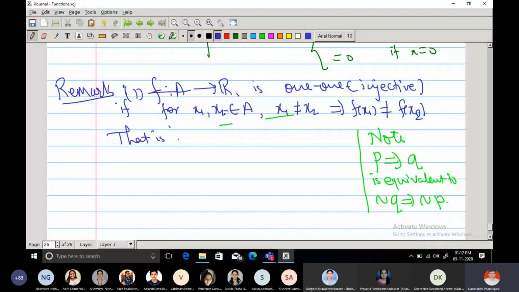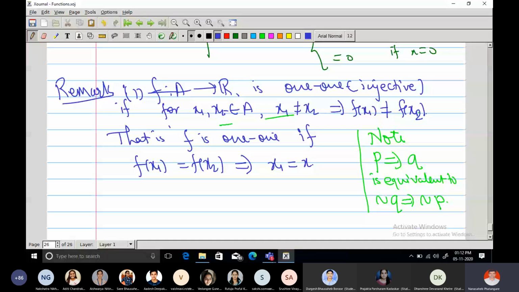So f is 1-1 if x1 is not equal to x2 implies f(x1) is not equal to f(x2). So what is the contrapositive? If f(x1) is equal to f(x2), if images are equal, then what? Pre-images are also equal, right? So if images are equal, then pre-images are equal. It's the same thing as saying if pre-images are unequal, then images are unequal. This is the way you can say it.